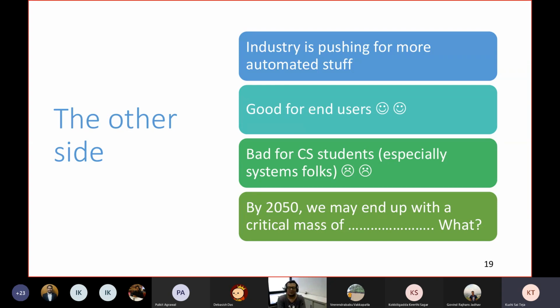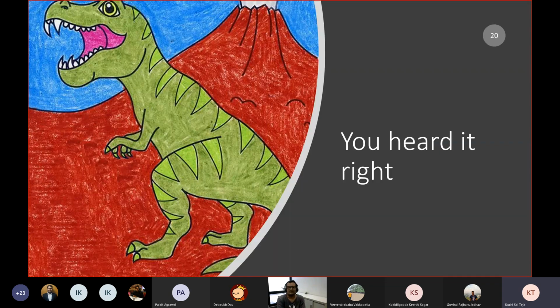Maybe by 2050, this is again my speculation, people like me or anyone who is taking this course will become a critical mass of dinosaurs. Because hardly anyone will understand that x86 has these instructions because of which this particular application works fast. Maybe very few folks will understand these instructions, forget about writing code or optimizing them. So that is the other side, or the worrying side, of the technology revolution.